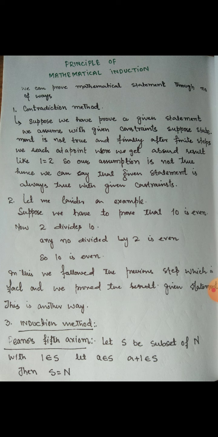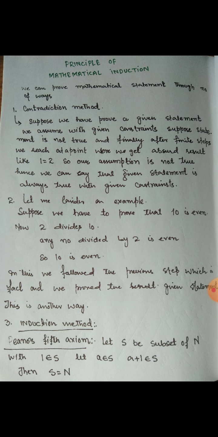In the contradiction method we usually assume, with the given conditions in the statement which we have to prove, that this statement is not true. While using the given constraints, after finite steps we reach a point where we get an absurd result. Absurd means, like, we get 1 equals 2, which is absurd.